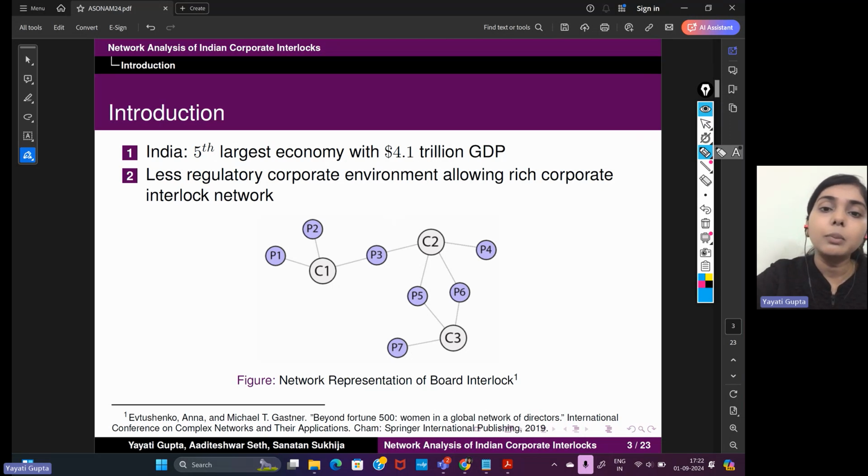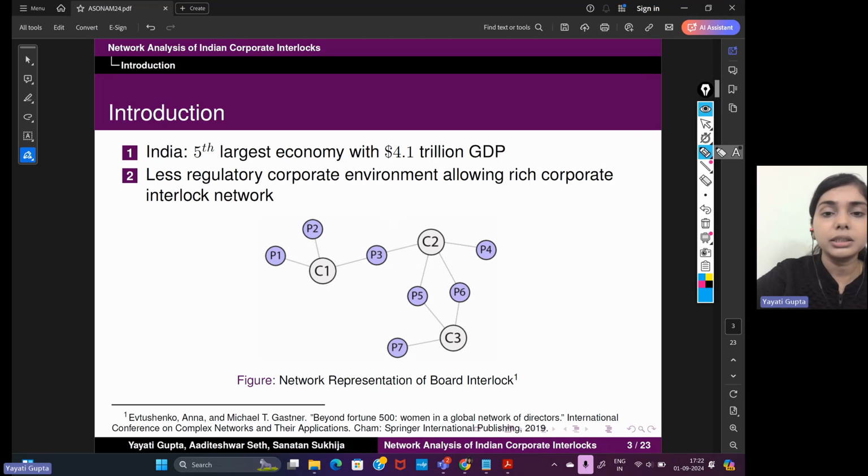And an executive like P3, who sits on the board of multiple companies, like P3 is on the board of C1 as well as C2, acts as a corporate interlock, leading to the collaboration between these two companies and also information flow, which directly or indirectly impacts the decision making processes. Because of the collaborations created by these interlocks, corporate interlock networks are very well studied for almost all the major economies of the world and a lot of other countries as well.